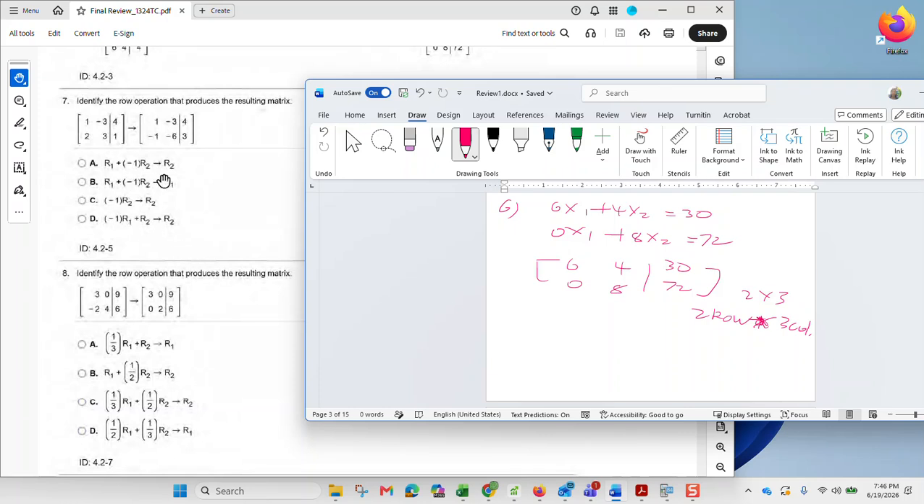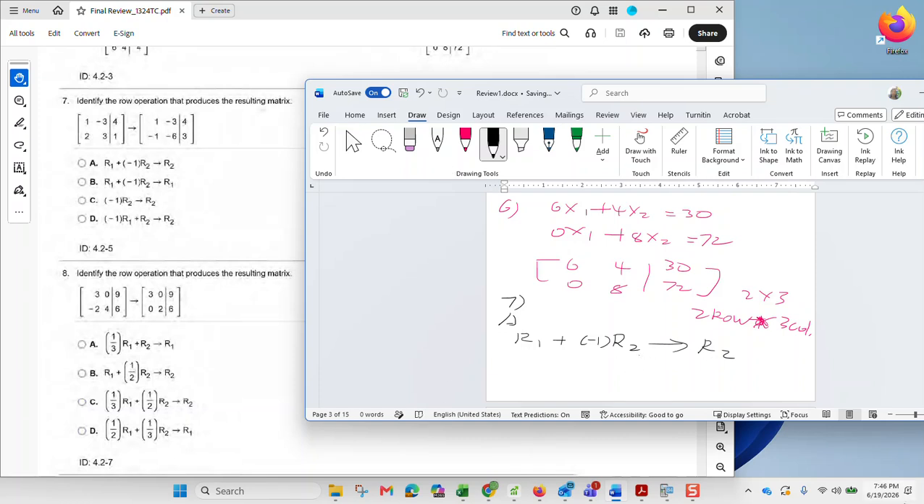This one, row 1 did not change, but row 2 becomes -1, -6, 3. So if you do not know this one, we can go through one by one to see what A means in here. Okay, so what is the A operation in here? A here is row 1 plus -1 times row 2, replace row 2. Okay, so that's row 1 plus -1 times row 2, replace row 2.